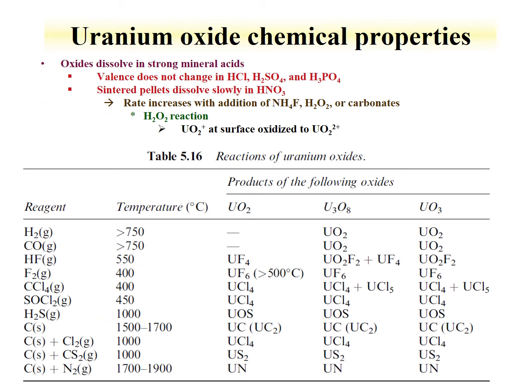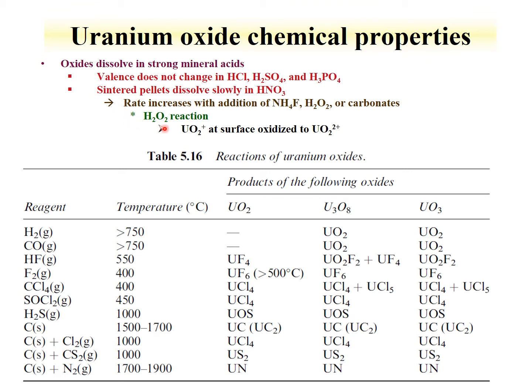So an overview of the chemical properties of uranium oxide is shown here. Strong acids tend to dissolve the uranium oxides. Valence tends not to change in these acids. They're non-oxidizing. Nitric, however, is an oxidizing acid. It will oxidize UO2 to U3O8.